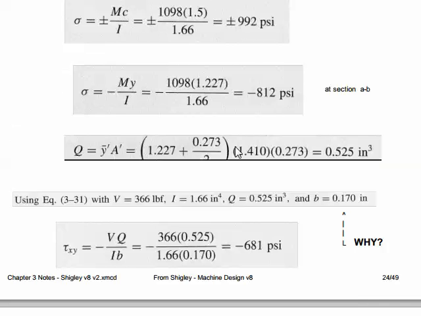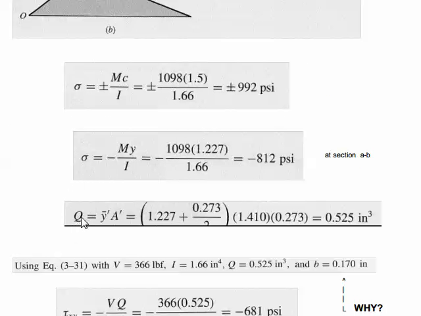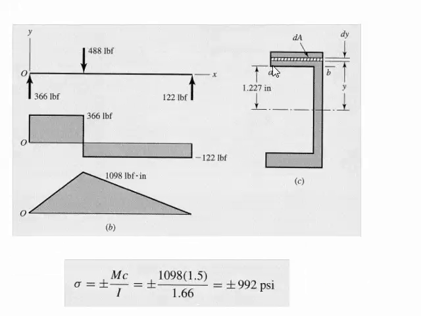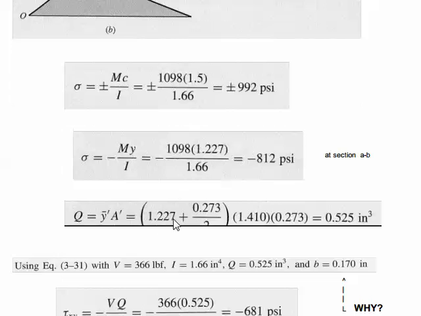So let's look at how Q is calculated. Q is equal to the y bar first, which is 1.227 to the bottom of the surface, plus half of this upper distance, 1.227 plus 0.273 divided by 2. That would be the y bar piece measured from the neutral axis. Then the area would be the total thickness, 0.273, times the total width, 1.41, and then multiply all this together, and we get a Q value of 0.525 inches cubed.